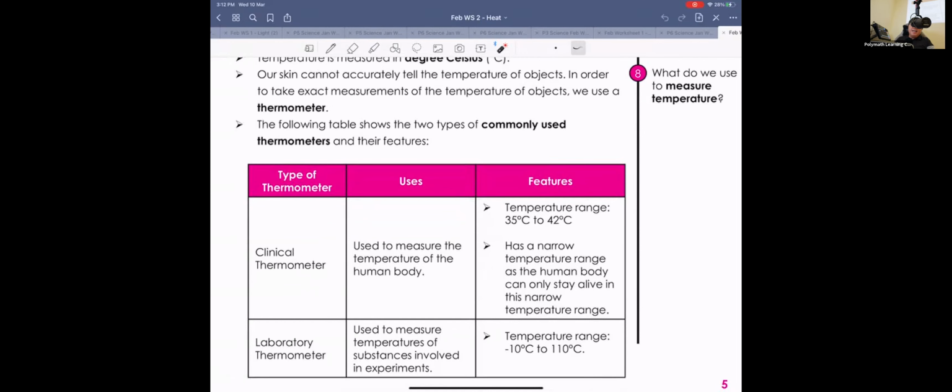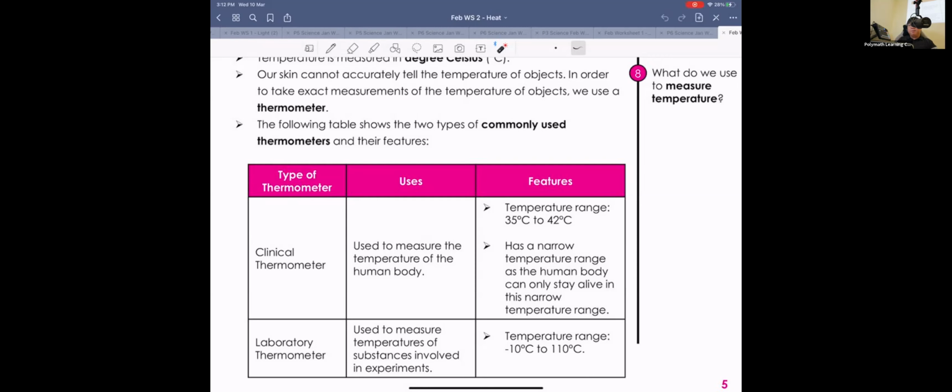So thermometers are designed for different uses. If you are a clinical thermometer, that means a thermometer used to measure humans in clinics, right? Clinics are only for humans, right? If you go to a clinic, the clinical thermometer is only going to be used to measure the temperature of human bodies. Do you think it needs to have 100 degrees? No. Nobody is going to be even close to 100 degrees Celsius, right?